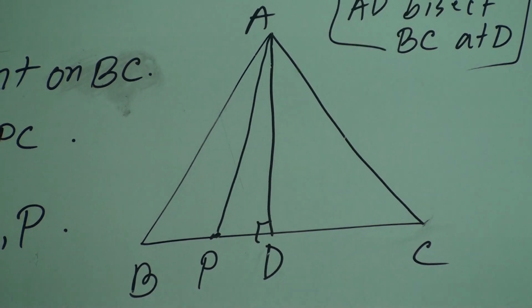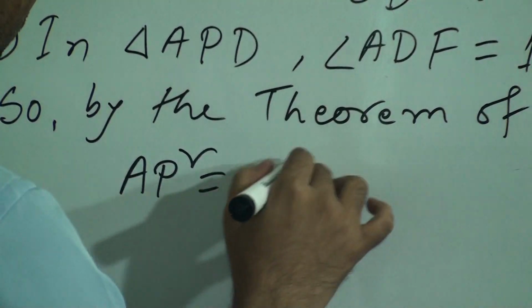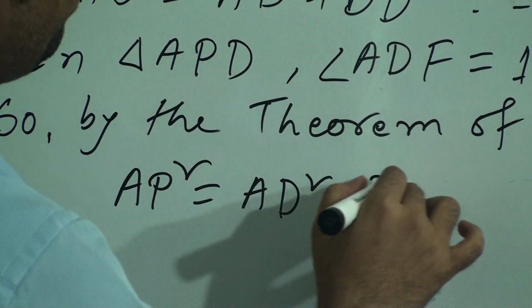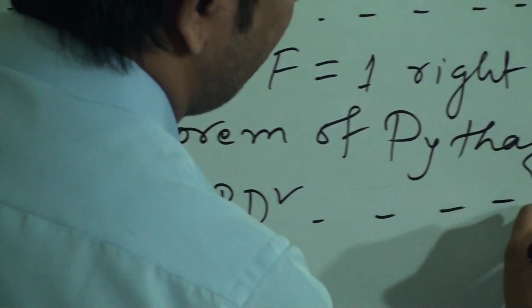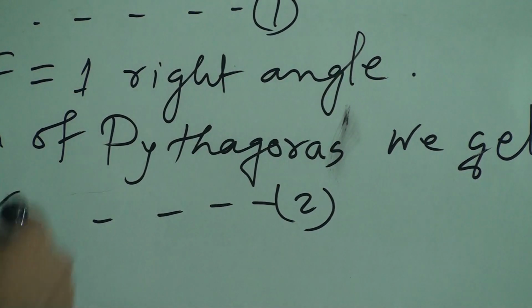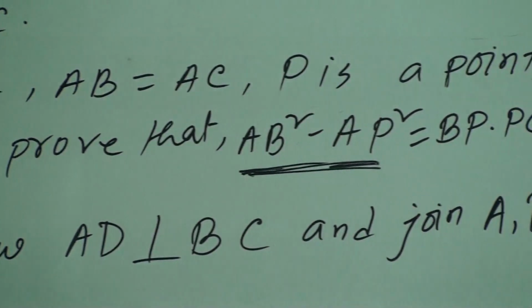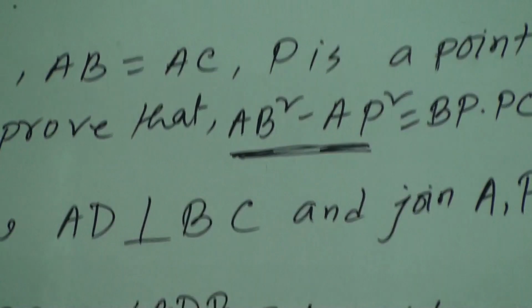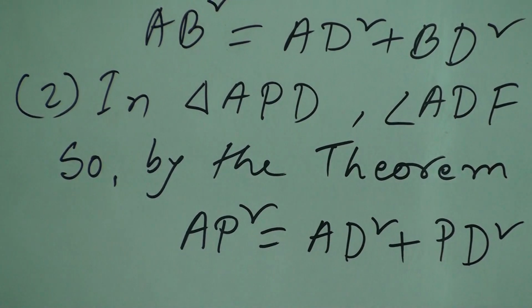So we can write here AP square is equal to AD square plus PD square. This is equation 2. Suppose this is equation 2. Now see what we need to prove: AB square minus AP square. So if we subtract equation 2 from equation 1, we will get AB square minus AP square.